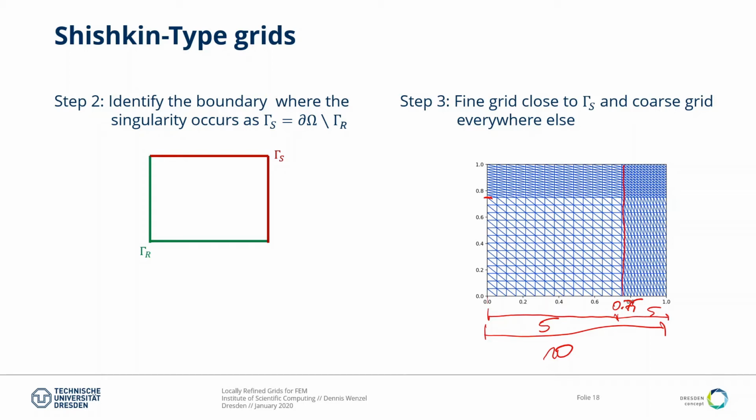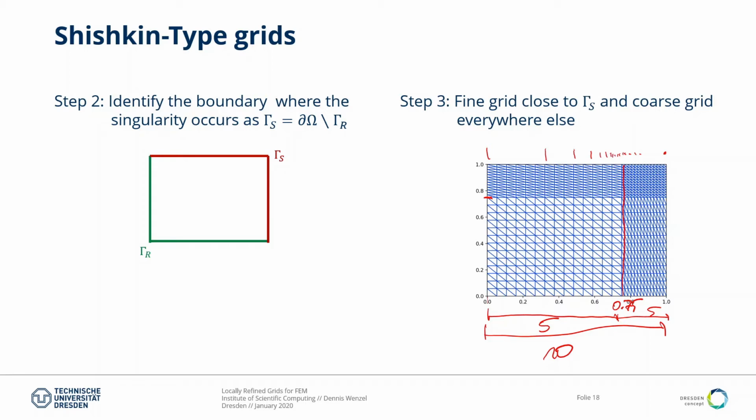And of course, there are different ways you can achieve this locally refined grid. In the original Shishkin grids that the mathematician invented, the grid was getting finer and finer the closer you approach this boundary layer. So you had very coarse cells, and with each step they were getting smaller, so that you have a super high resolution here and a very low one in the rest of the domain.